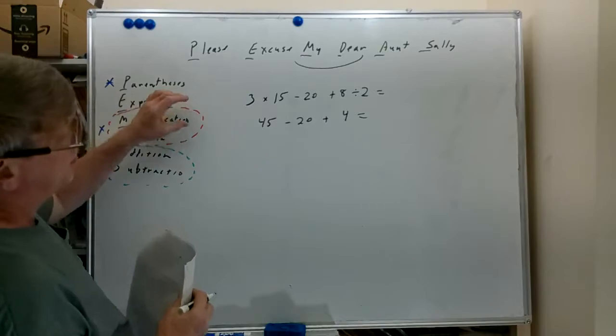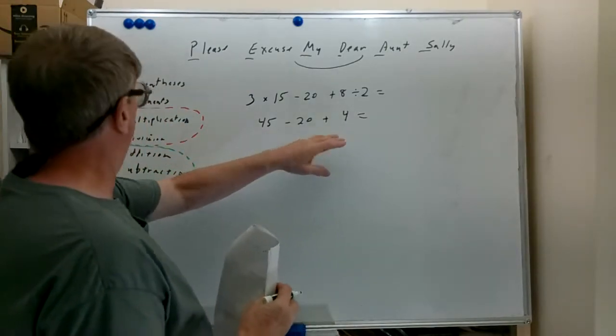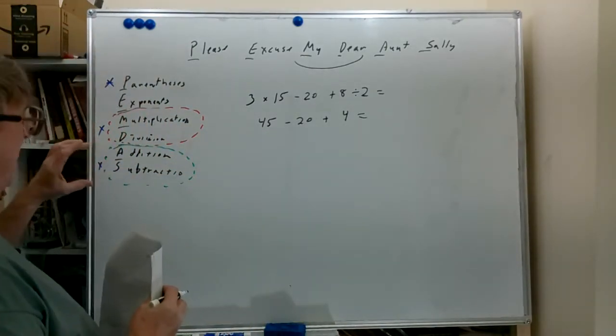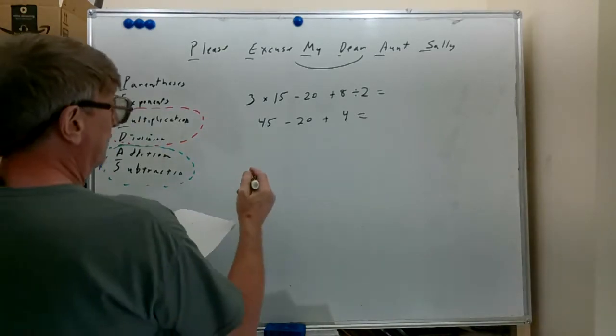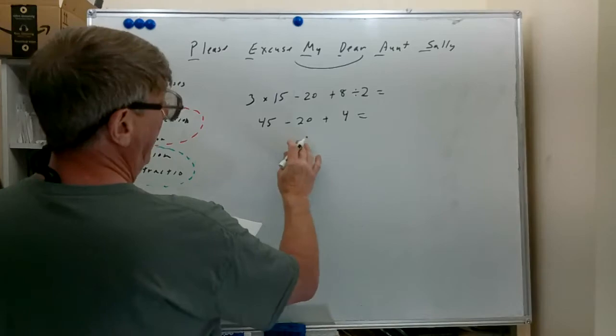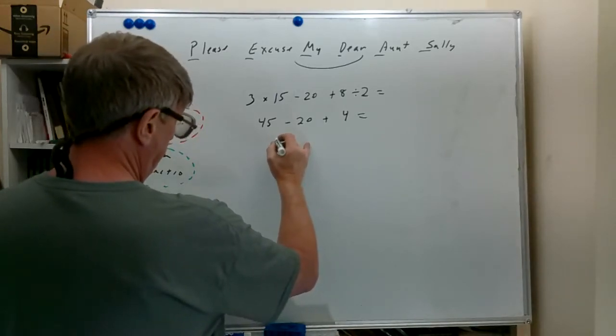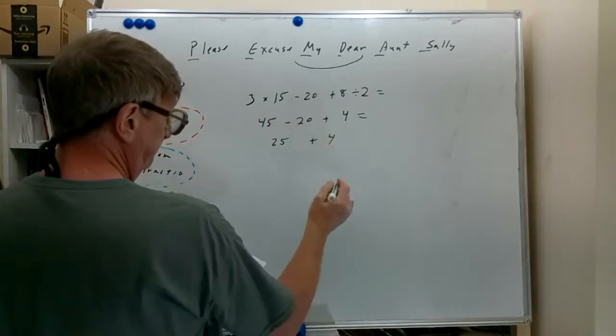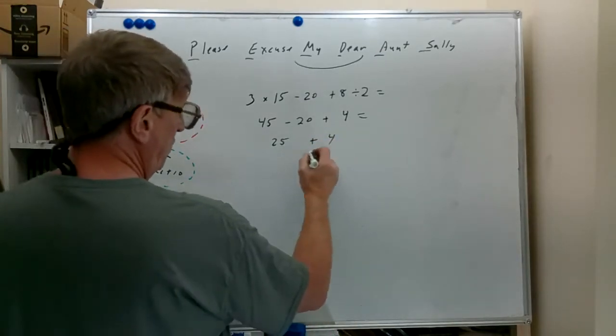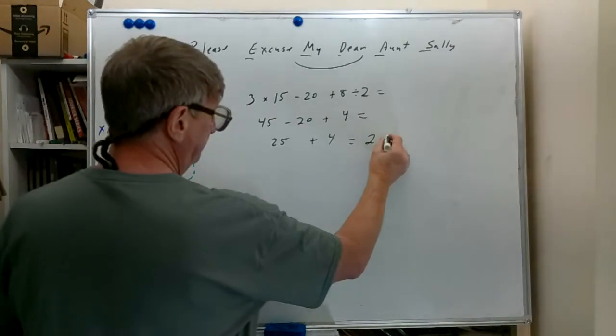So now we're done with the multiplication and division. Do we have any more multiplication or division? No. So now we're going to do addition and subtraction from left to right. So we're going to do the 45 minus 20. That becomes 25 plus 4. And 25 plus 4 is equal to 29.